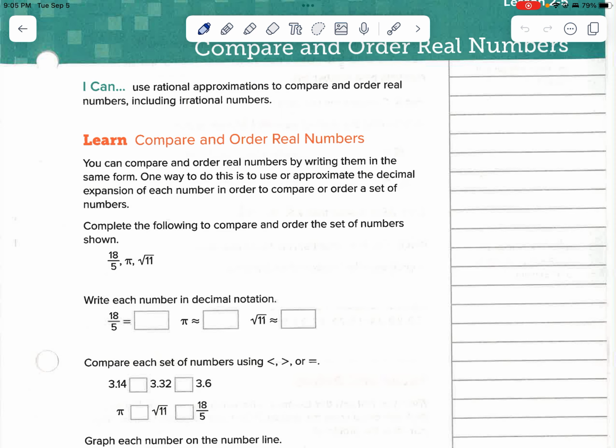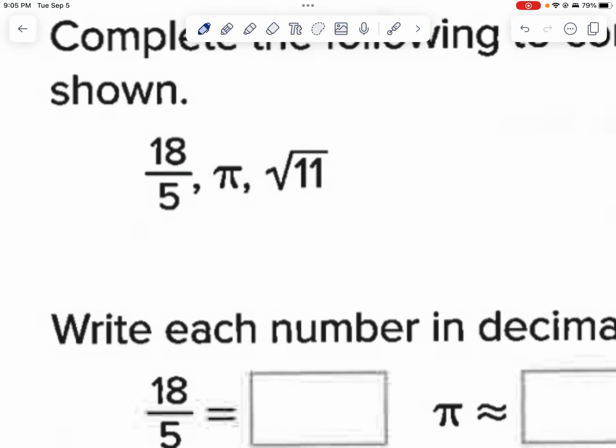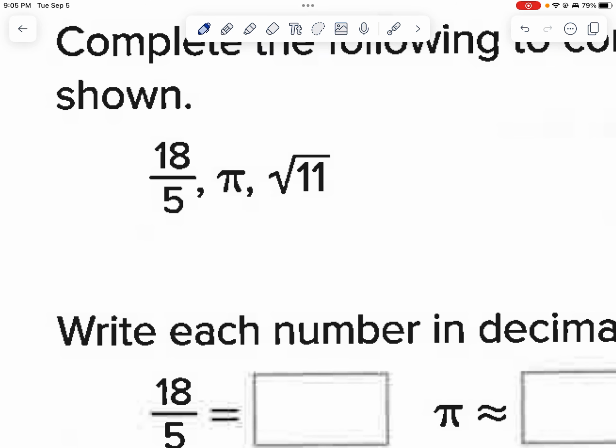One way to do this is to use or approximate the decimal expansion of the number, and that's what we're going to go for. So all you need to do is know what these are.